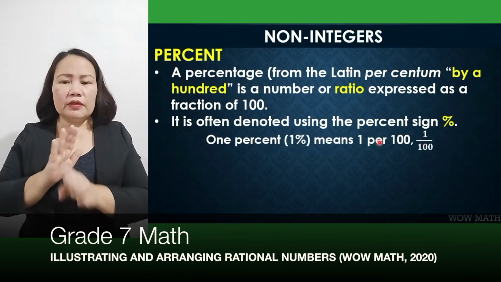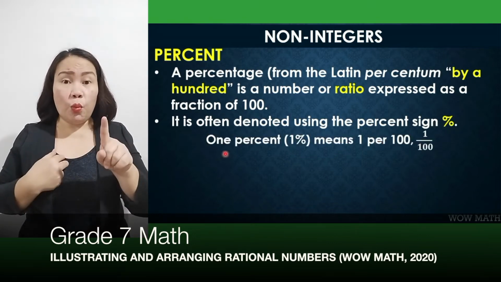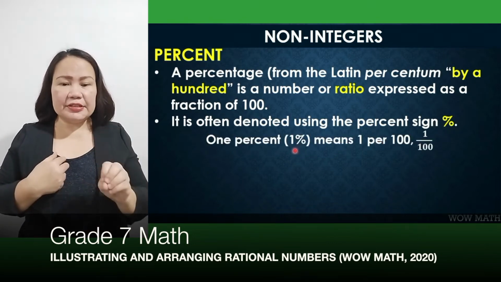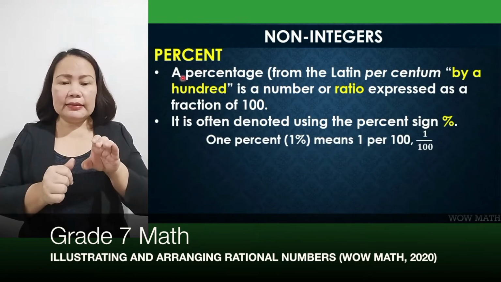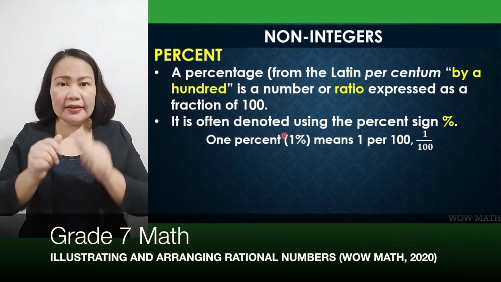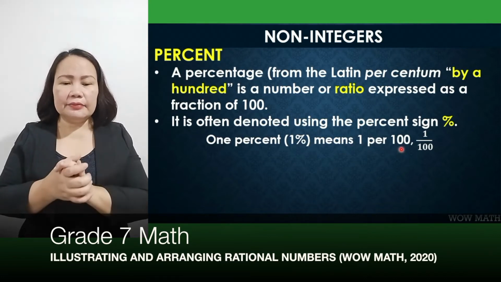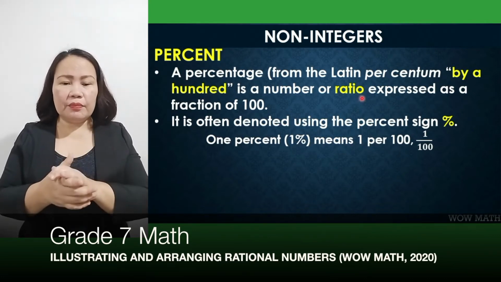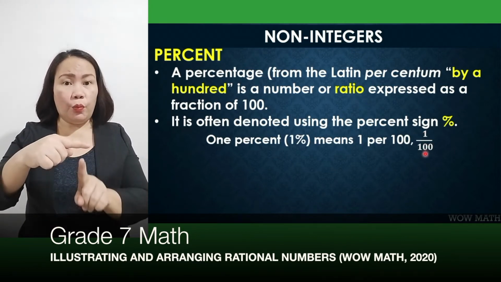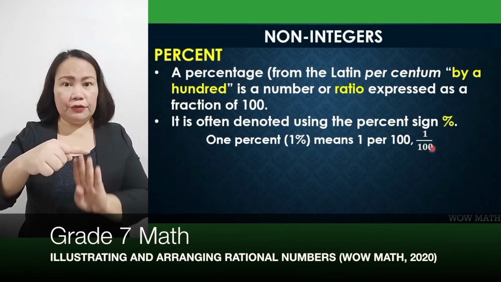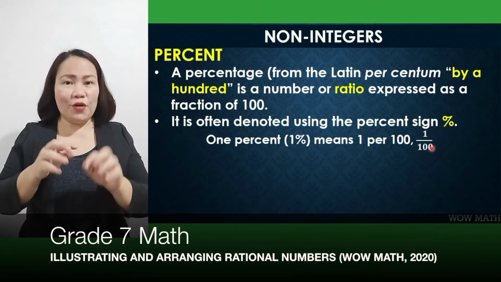Okay, let's have an example. So if I have here 1%, so this is how we write 1%. This means 1 per 100, kasi percent means by 100. So 1%, 1 per 100. If we're going to express this as a ratio, so that is 1 over 100. Alright, so we have here A over B. So this is a rational number.